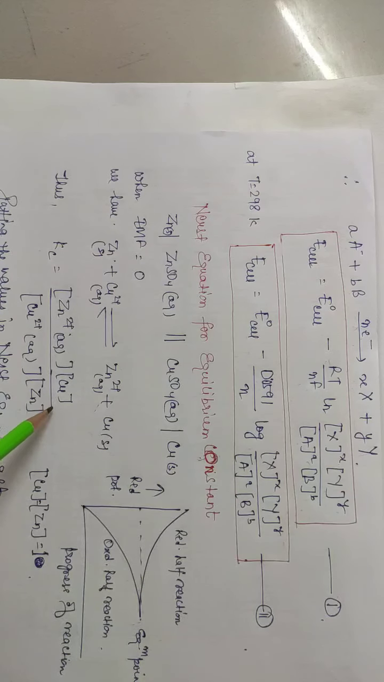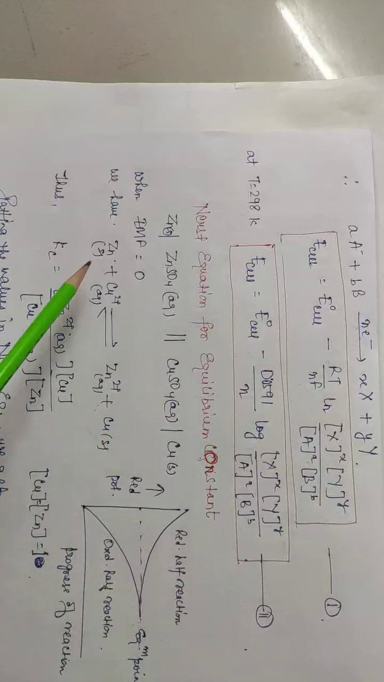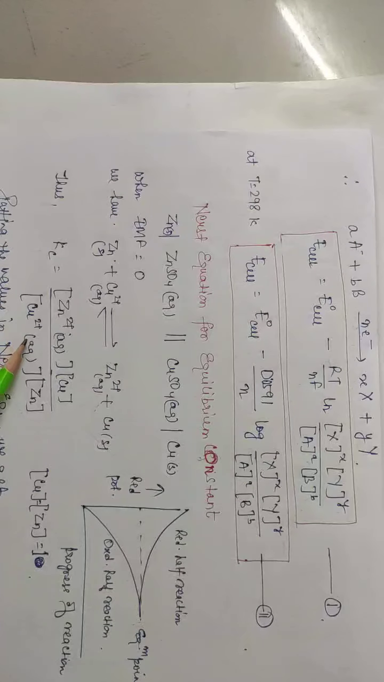Now the molar concentrations of copper and zinc are equal to unity, as they are pure solids, so they are taken as unity. And Kc will be equal to the molar concentration of Zn2+ upon the molar concentration of Cu2+ aqueous.